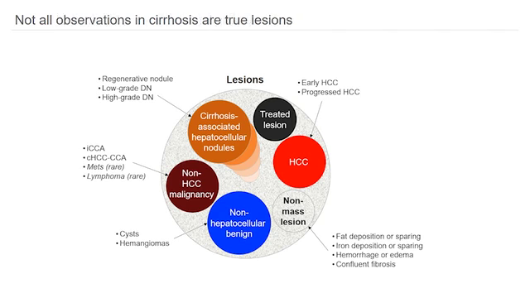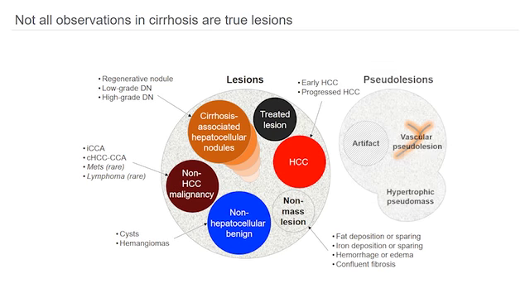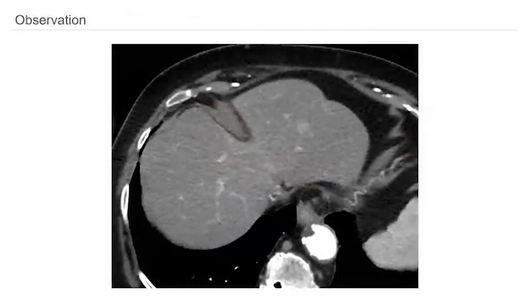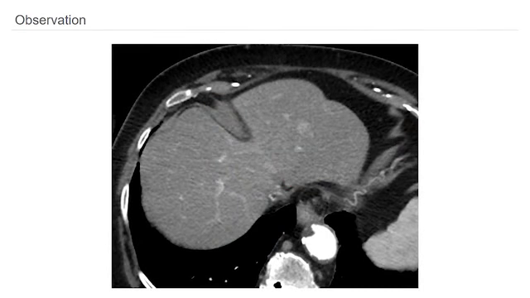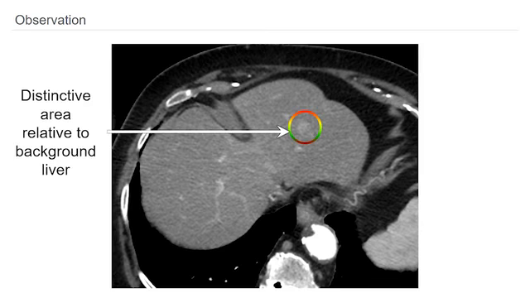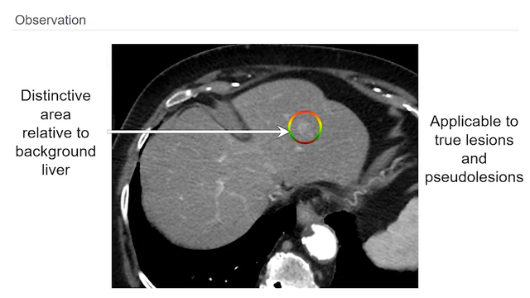In addition, it's important to remember that not all observations in a patient with cirrhosis are true lesions. We can have pseudolesions, including artifacts, vascular pseudolesions, and hypertrophic pseudomasses. And this is the reason why LIRADS doesn't use words such as mass or lesion or nodule, but rather goes for the term observation, which is defined as a distinctive area relative to the background liver, and it's a preferable term because it is applicable to both true lesions and pseudolesions.